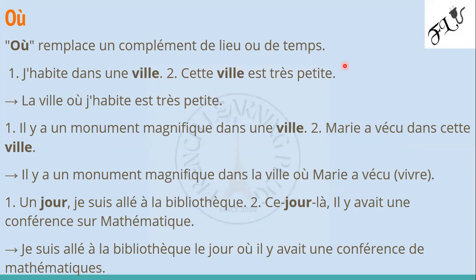The place or time. Il y a un monument magnifique dans une ville. Marie a vécu dans cette ville. So here, ville is repeated twice and is a place. So it cannot be qui, it cannot be que. It has to be où. So, il y a un monument magnifique dans la ville où Marie a vécu. So you have la ville here and you have où. Same, la ville où. Okay?